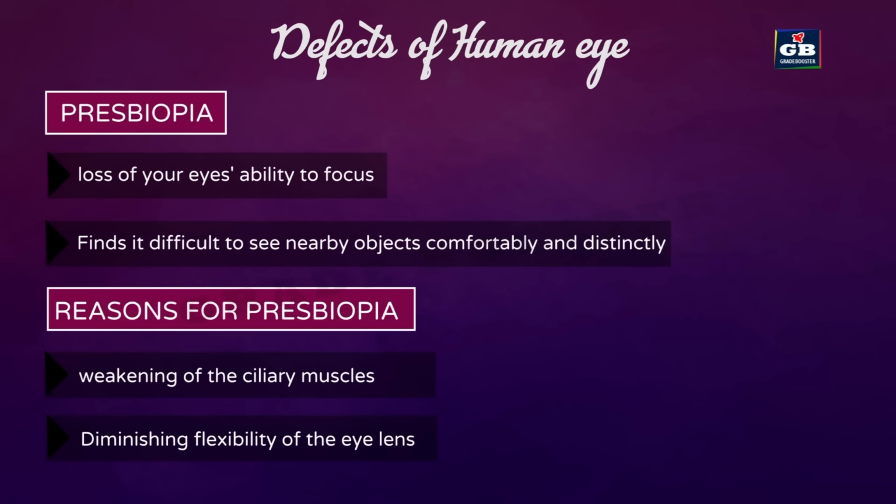And the second one is the diminishing flexibility of the eye lens. The eye lens is a transparent, flexible, jelly-like material. But with aging, it loses its flexibility and becomes rigid. So due to this rigidity, the eye lens cannot adjust properly.